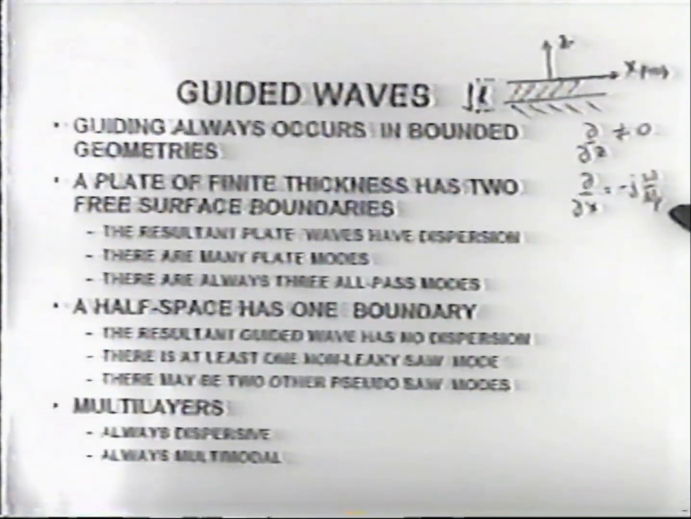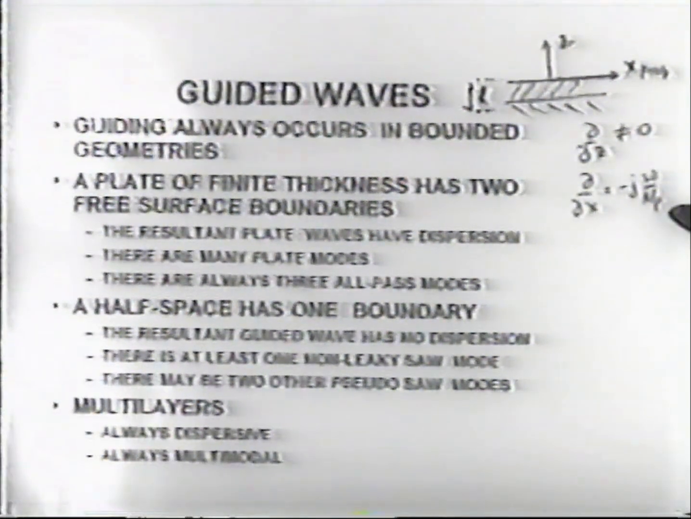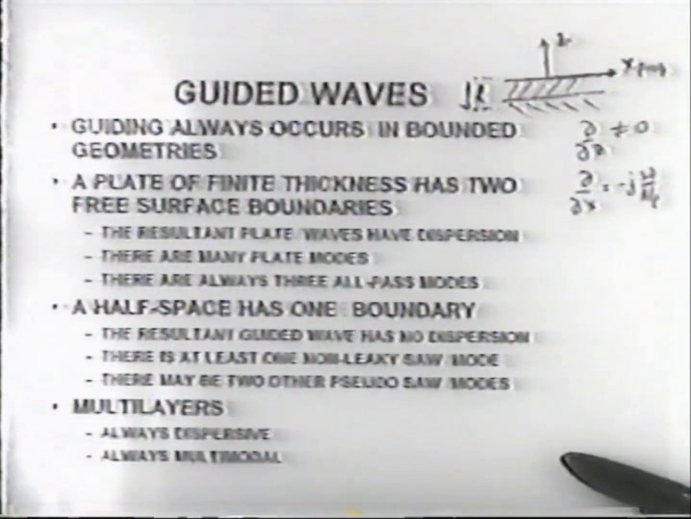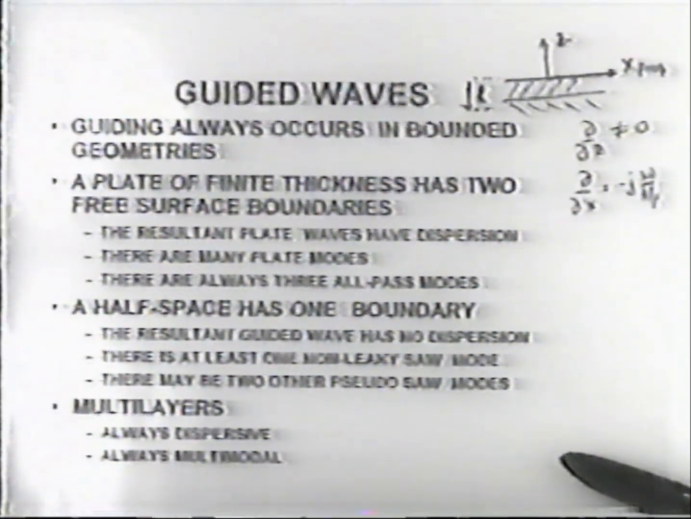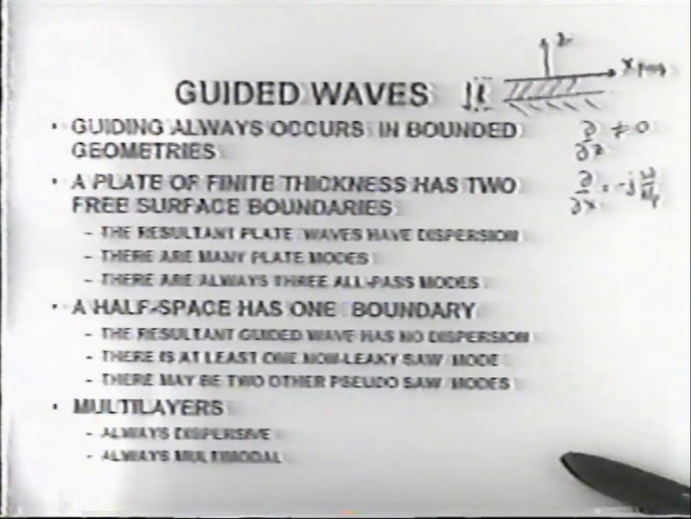Moving on to the problem where we have multi-layers, and multi can be as little as 1. This is 1, for example. Such problems have always got dispersive solutions. The velocity always depends on the frequency, and in addition, there is always more than one mode. Depending on the thickness and frequency that you're working at, that will determine how many modes at that frequency may exist and may propagate without loss.